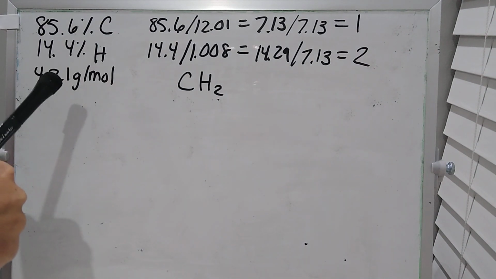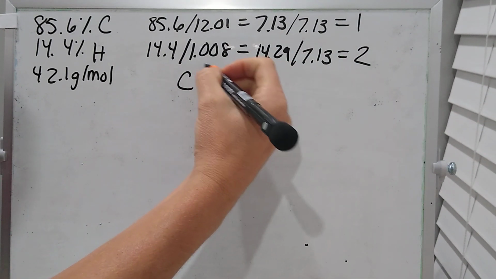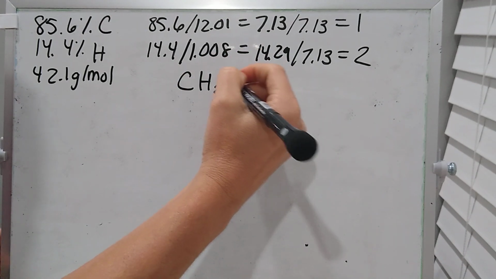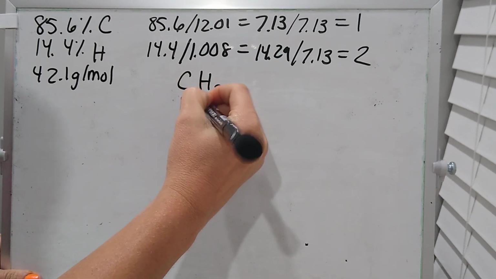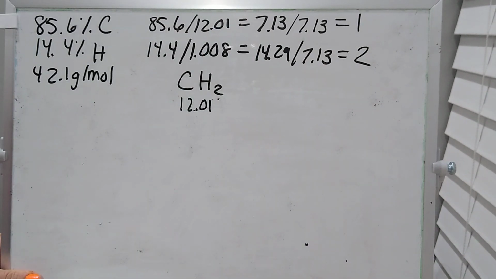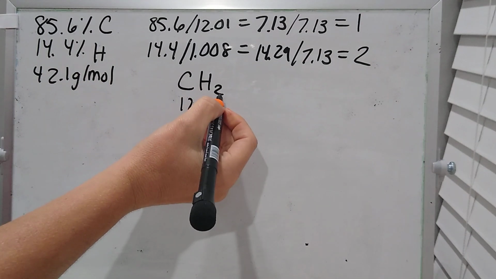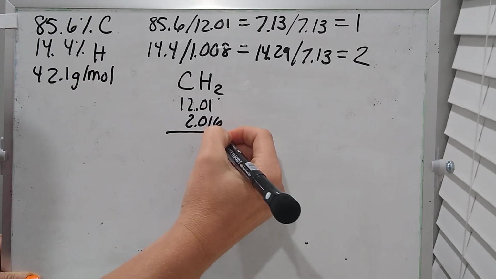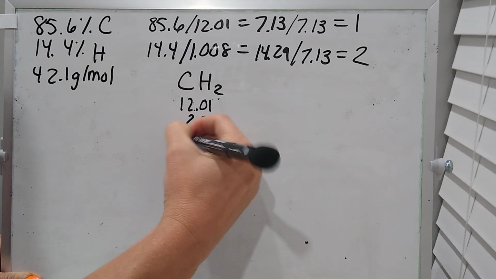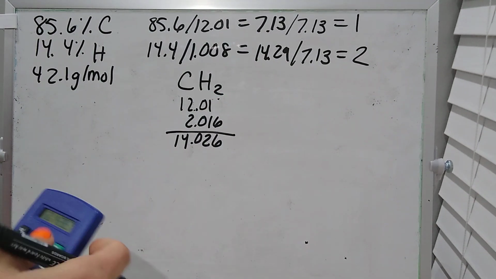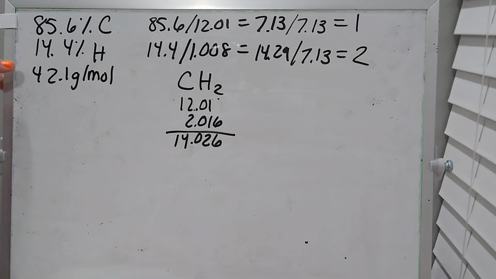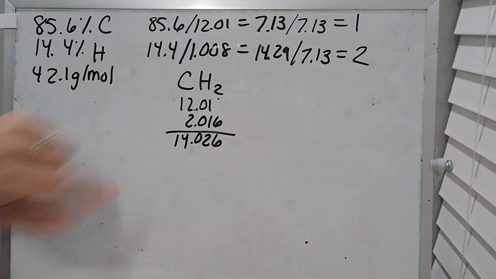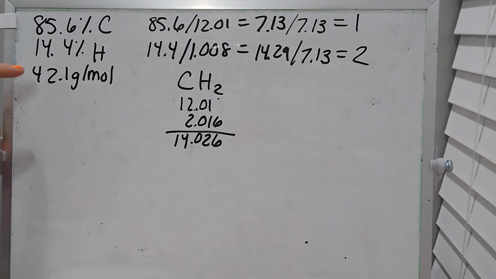Now I need to find our molecular formula. So first I need to find the mass of my empirical formula. We know that carbon is 12.01 grams and 1 hydrogen is 1.008 grams, but we have 2 here. So 2 of those would be 2.016 grams. So the total is 14.026. Now I need to divide my total molecular mass by the empirical formula mass. So 42.1 divided by 14.026, if you put that into your calculator, you'll get 3.